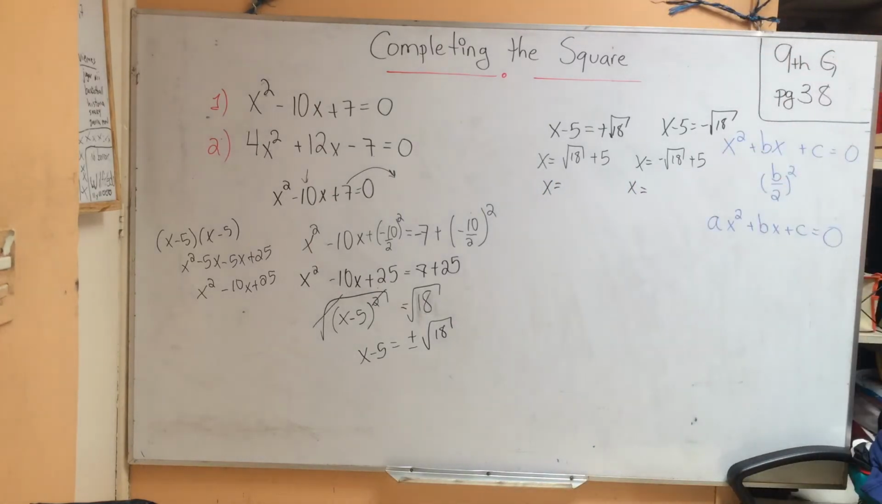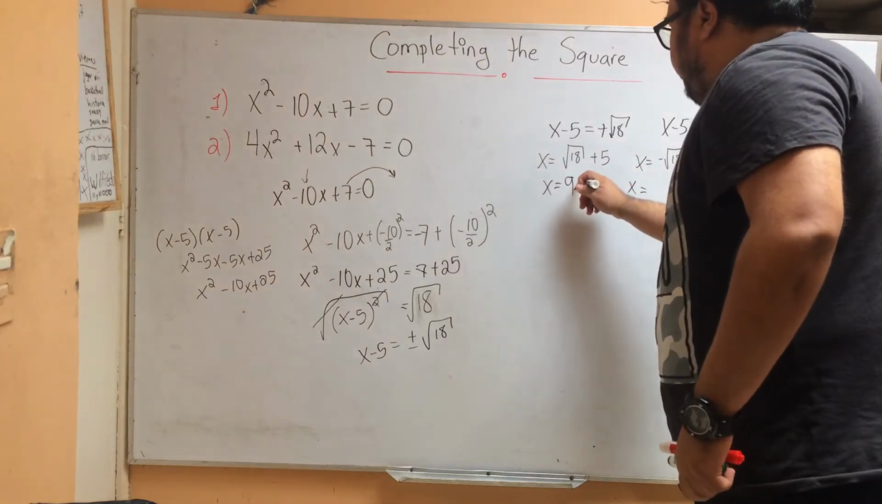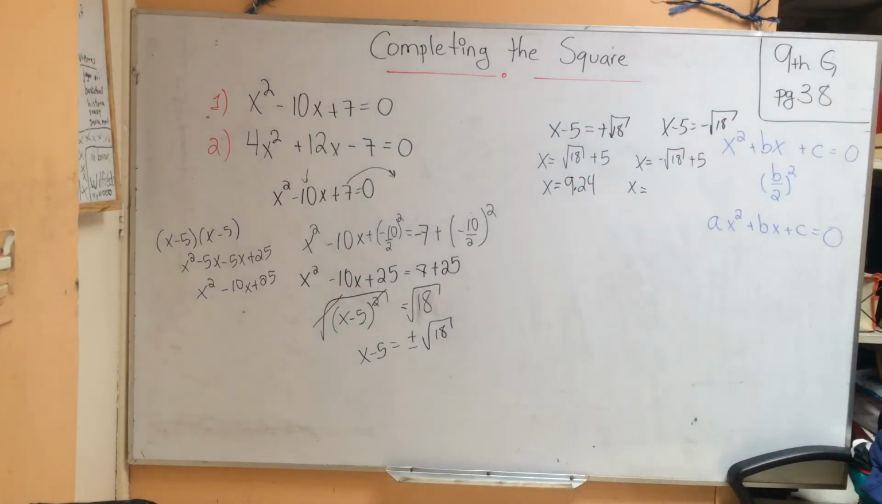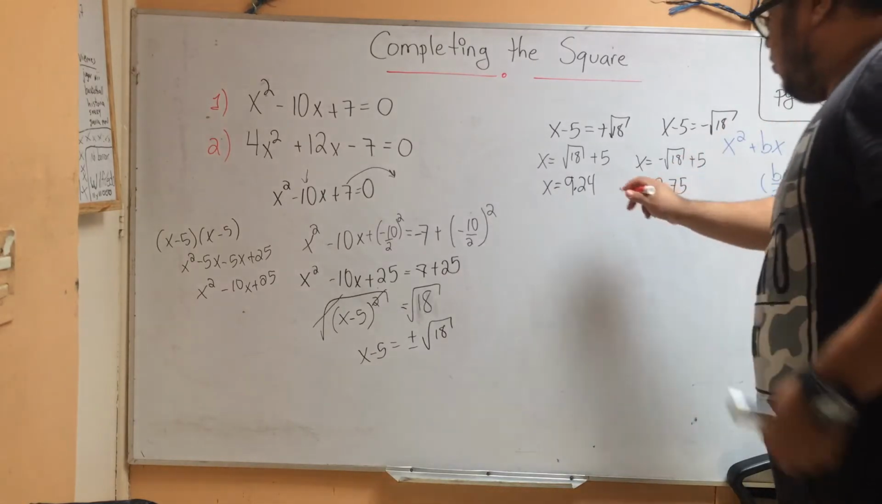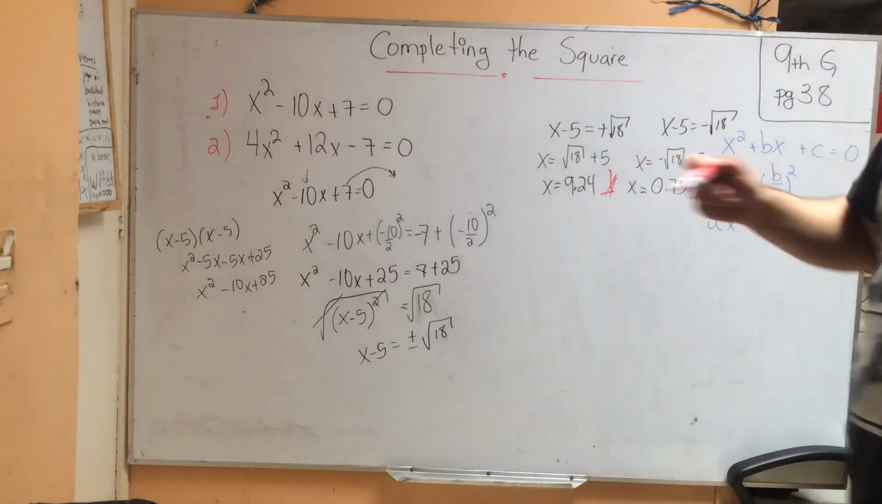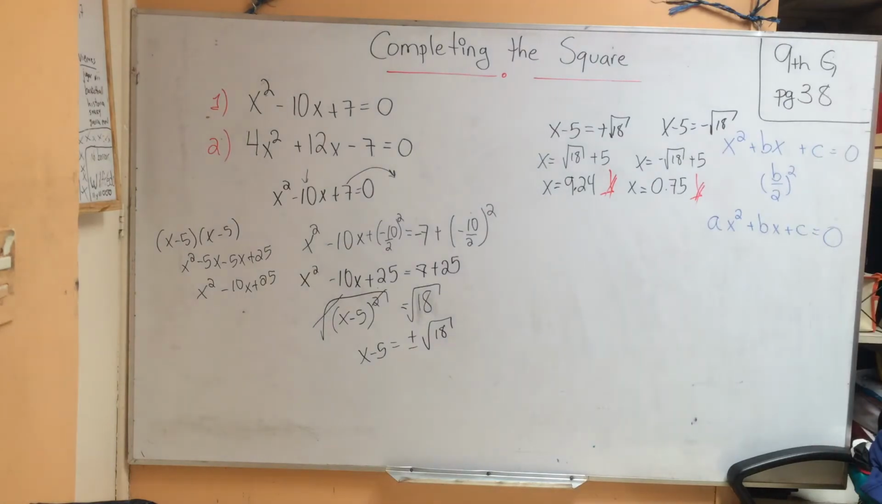If we take our calculators, just so that we don't make any mistakes, we would have square root of 18 plus 5, 9.24. So on this side it is 9.24. And on the other side we have negative square root of 18 plus 5, 0.75. These are the answers that we're looking for. These are the two values of x that are going to give the first one into 0.